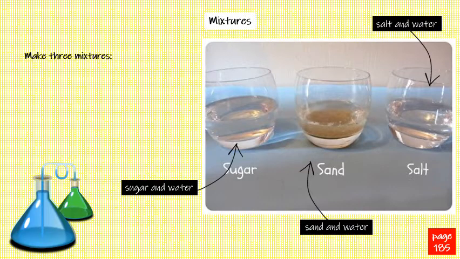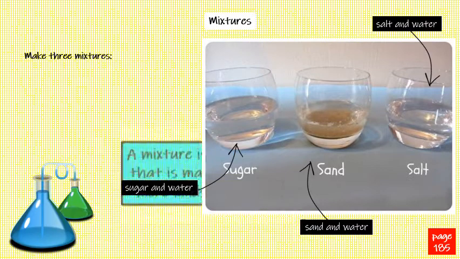We have now 2 different types of mixtures. In the first cup and in the third cup, the salt and sugar disappear. We cannot see them anymore, and the mixture now is made of one color, one phase. In the second cup, sand didn't dissolve in water. The sand particles settled to the bottom of the jar. But in these three cups, we have mixtures.